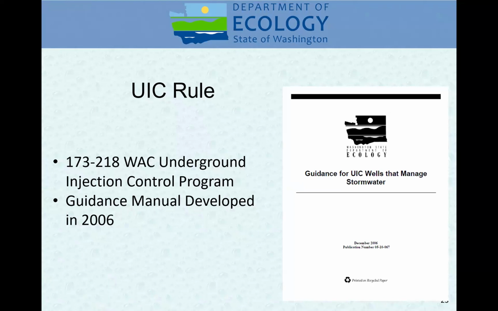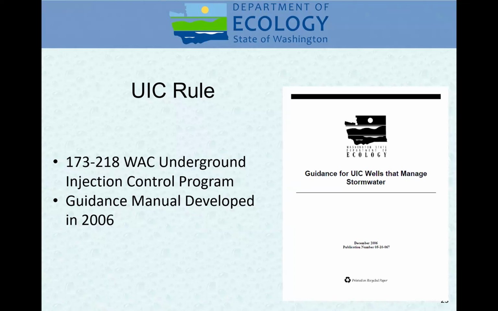The UIC rule was created in 2006 as WAC 173-218, the underground injection control program. A guidance manual was developed in 2006 to go along with that. That guidance manual is no longer in play. All the information that was in that guidance manual has now been moved to the Ecology Stormwater Manual, so that's where you're going to look for things.